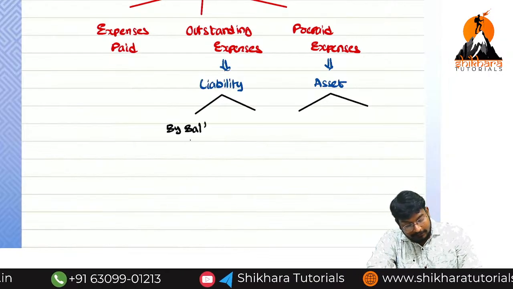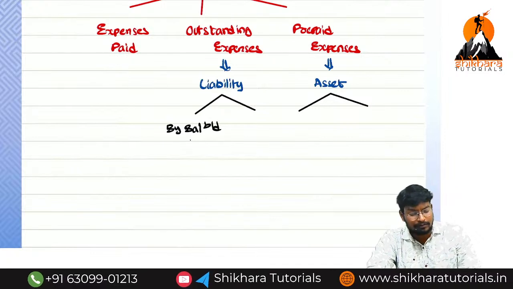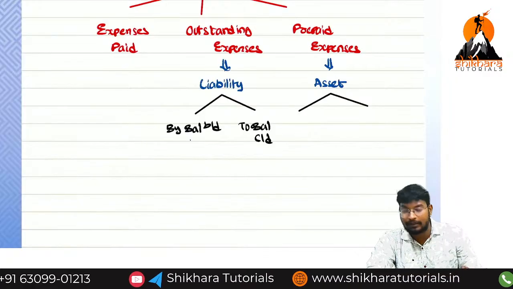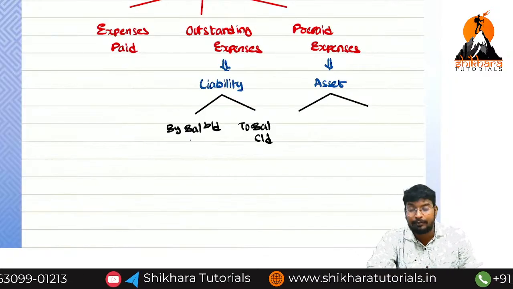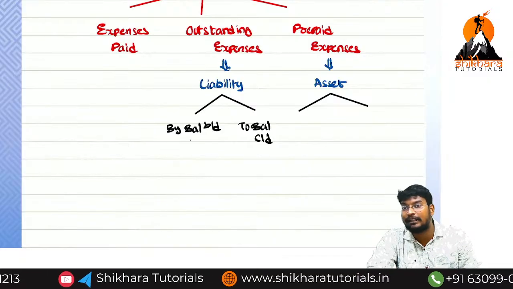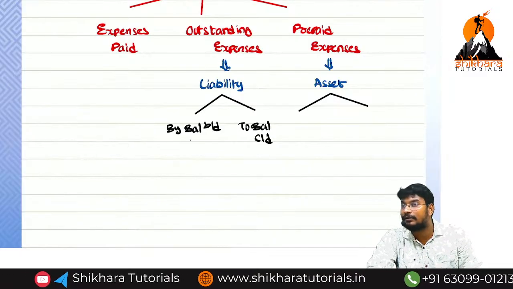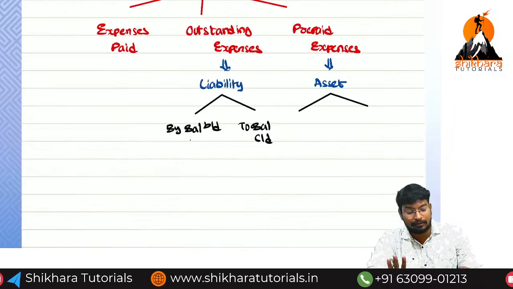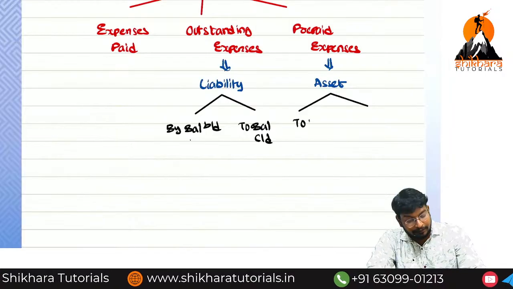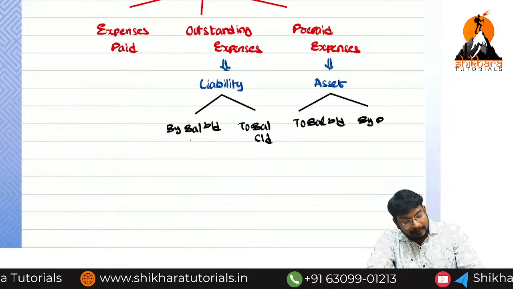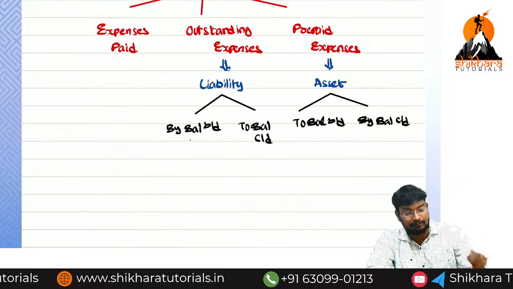By balance brought down. So closing balance, to balance carried on. Okay? Next, prepaid expenses will have the opening balance and closing balance. Asset or liability? Asset. Asset means which balance? Debit balance. For the debit balance, opening balance will be on the debit side. So we need to write to balance brought down and by balance carried on.